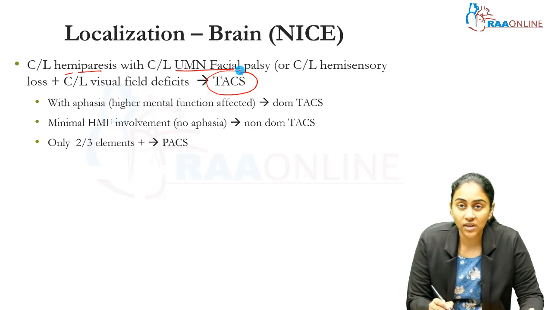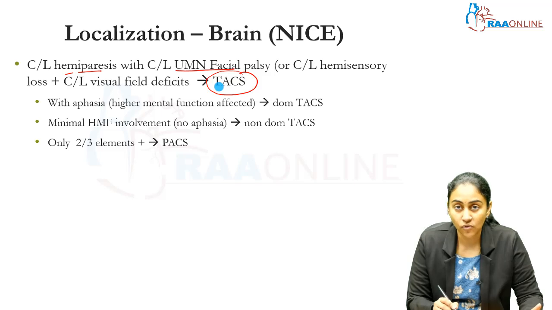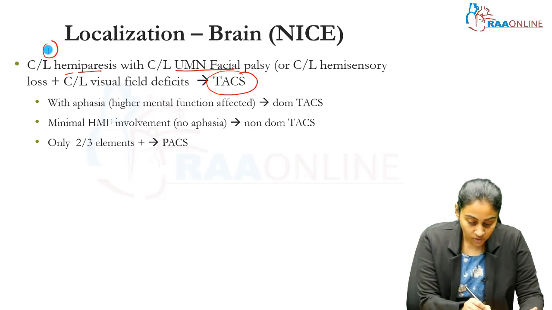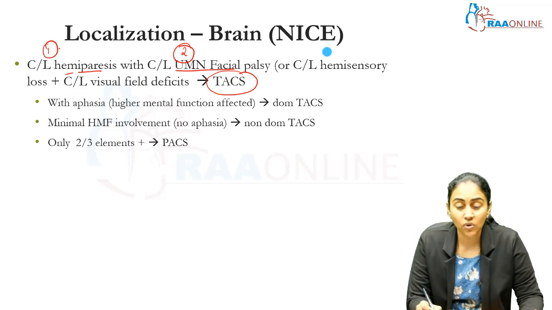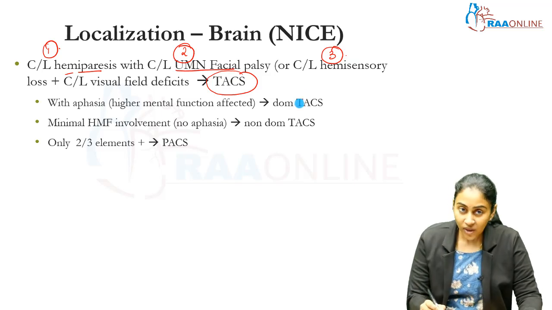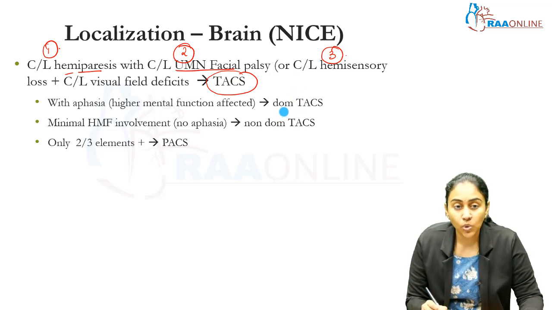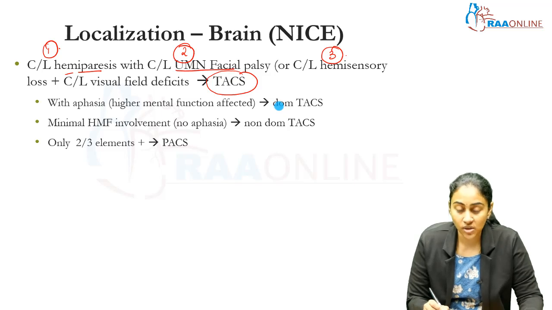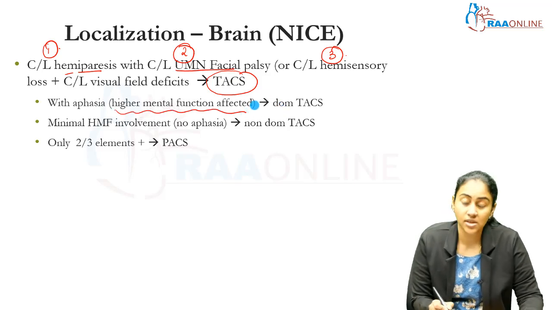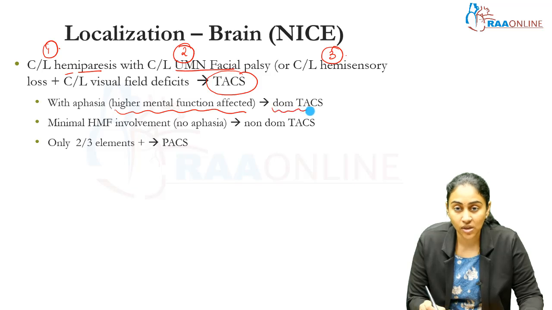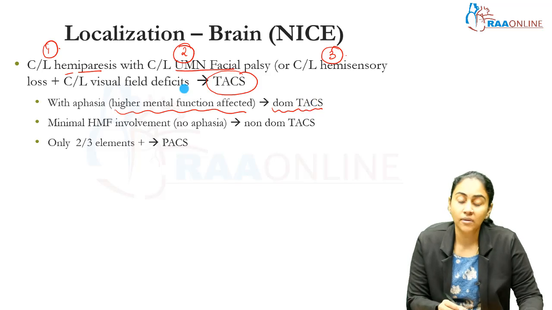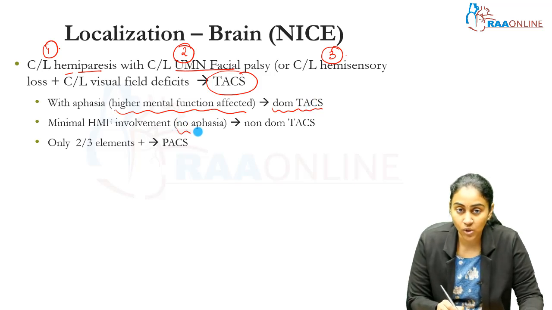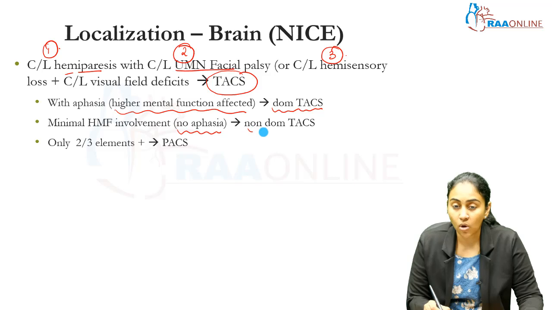So, remember, what are the three components required to make a diagnosis of a total anterior circulation stroke? A, you need contralateral hemiparesis. On the same side, you need an upper motor neuron facial palsy, and on the same side, you need either a hemisensory loss or a visual field deficit. When these are present, usually along with some dysfunction in higher mental functions with aphasia, then this is going to be a dominant hemisphere total anterior circulation stroke. When you have minimal higher mental function involvement and no aphasia, then this is usually a non-dominant TACS.